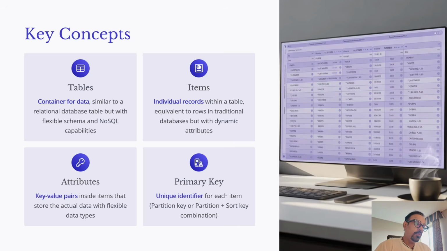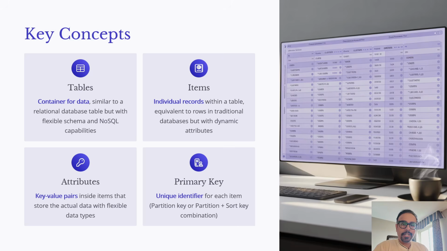Items, the next one. These are the individual records stored inside a table. You can think of them like rows in a traditional database, but with the freedom to store varying sets of attributes per item. Now comes the attributes. These are actual pieces of data within each item. They are stored as key value pairs and can have flexible data types like strings, numbers, lists, or even nested maps.